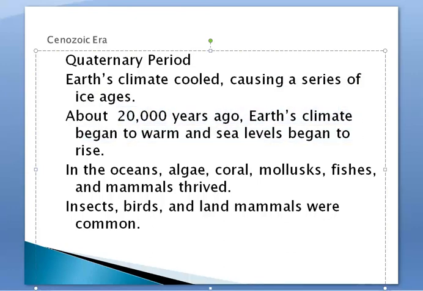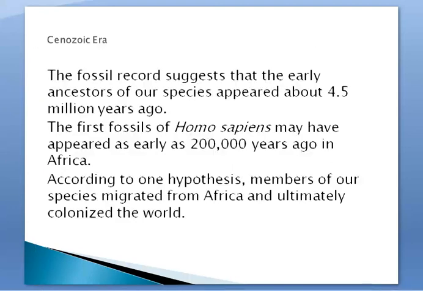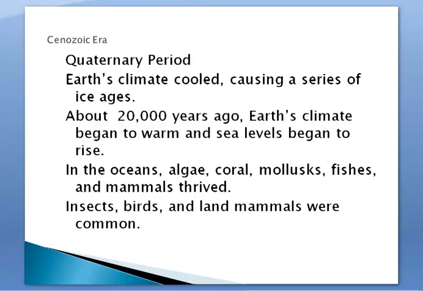So during the Ice Age, a lot of the water was frozen up. The oceans were not very high, and when all that ice melted, our sea levels began to rise. And then in the oceans, things like algae, coral, mollusks, so that is things like clams and oysters with their little shells, fishes and mammals, they all thrived. And then insects, birds, and land mammals were common, and that's kind of what we have today around here, the insects, birds, and land mammals. So that's the Quaternary period. And this is the period we are currently in today, the Quaternary.